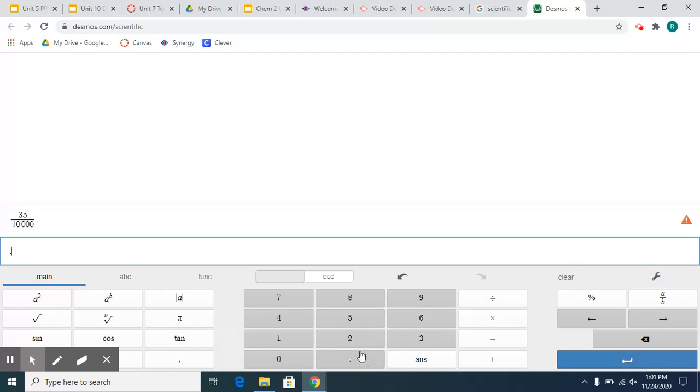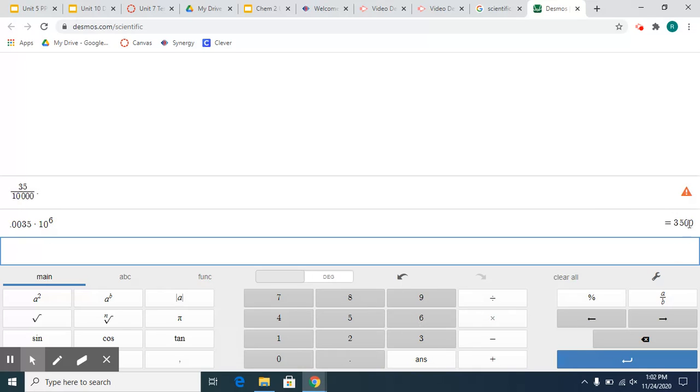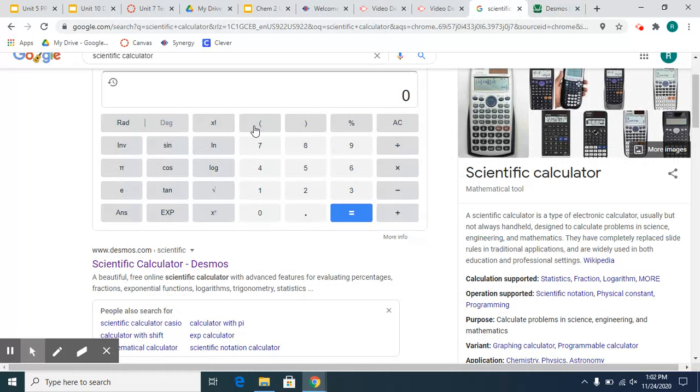So 0.0035 times 10 to the 6. There it goes. Now it's typing in. Hit enter. 3,500 would be your answer. So you can use this calculator. Honestly, you'll probably find a better calculator than this. This one's not that great.